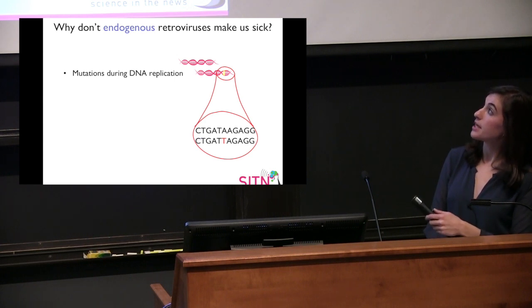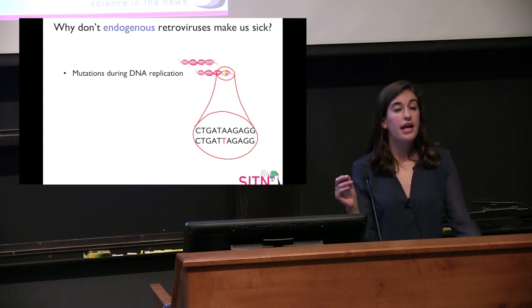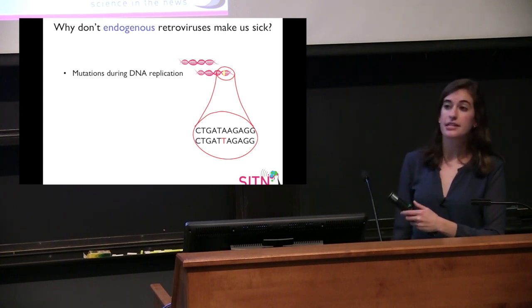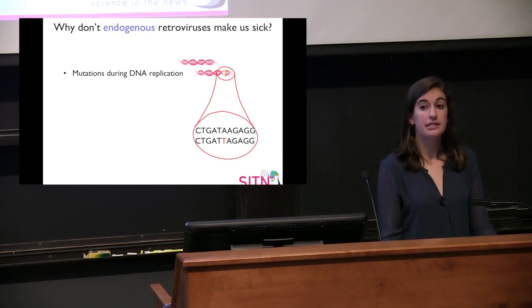And a mutation is sometimes as small as one letter, one base pair being off. And if this is in the wrong place in the virus, then the viral protein might not work, and we can't make a new virus, and it can't make us sick.